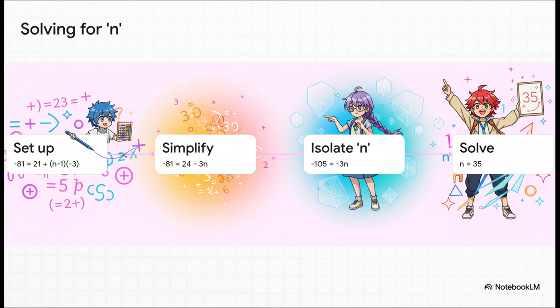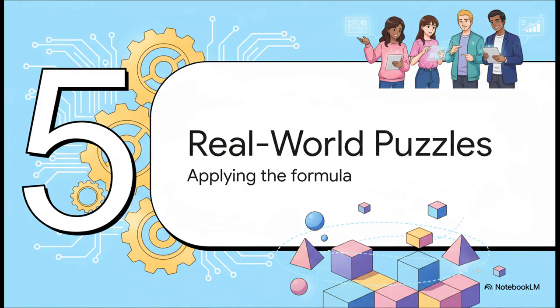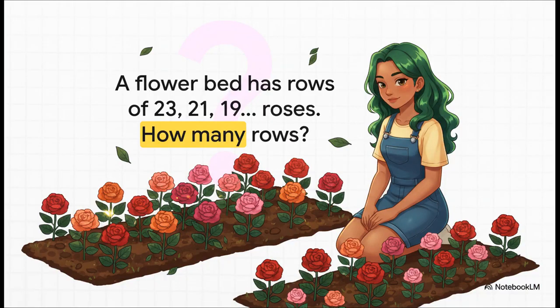We simplify, we move things around to get the n by itself, and we solve to find that n equals 35. So negative 81 is the 35th term of this AP. Now for the really cool part. Let's see how this formula can help us solve practical, real-world puzzles, just by learning how to spot the hidden arithmetic progression inside them.